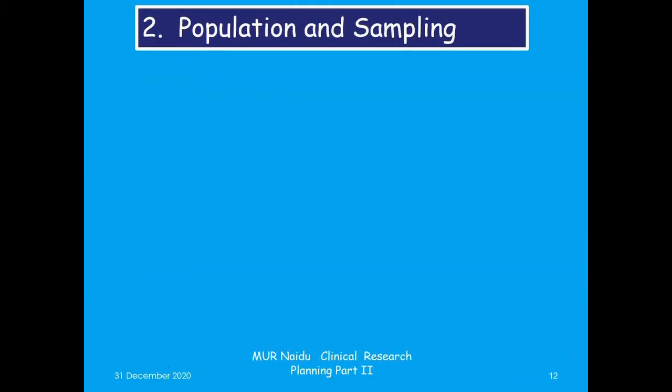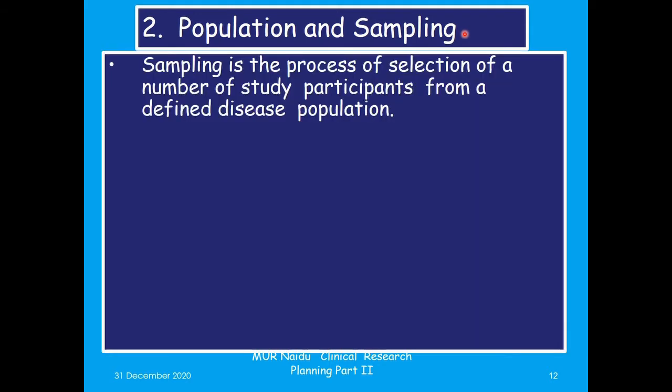The second topic of this presentation is again very important, that is population and sampling of clinical trial participants. Sampling is the process of selection of members of study participants from a defined disease population. So you have a disease population in the society or in the country.